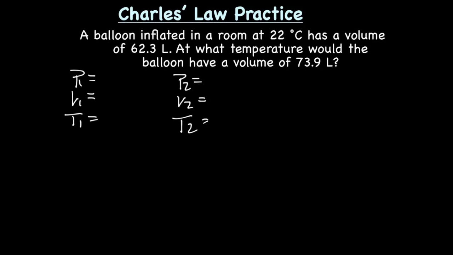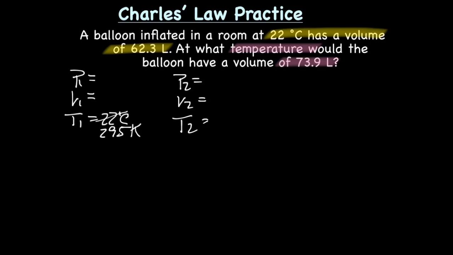All right, so I have a balloon that's inflated in a room at 22 degrees Celsius, and that thing has a volume of 62.3 liters. That all goes together. And then at what temperature would the balloon have at a volume of 73.9 liters? All right, so my T1 is going to be 22 degrees Celsius, except that I need to change that to Kelvin, so that gives me 295 in Kelvin.